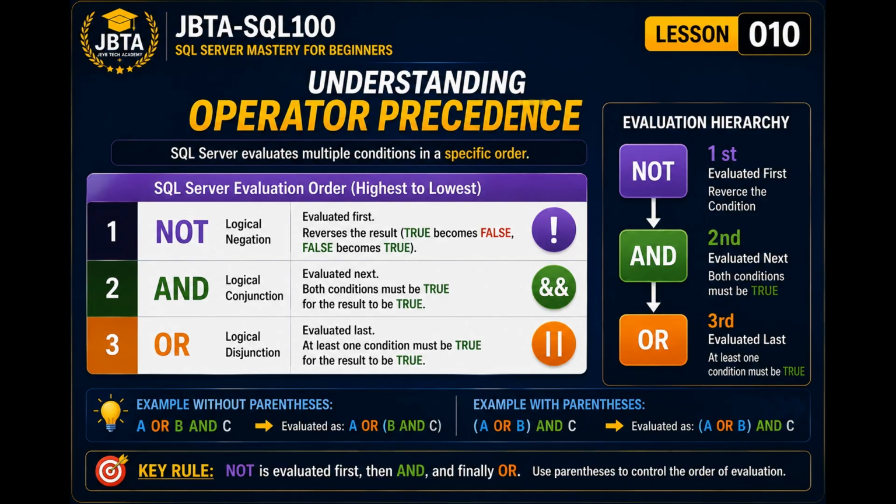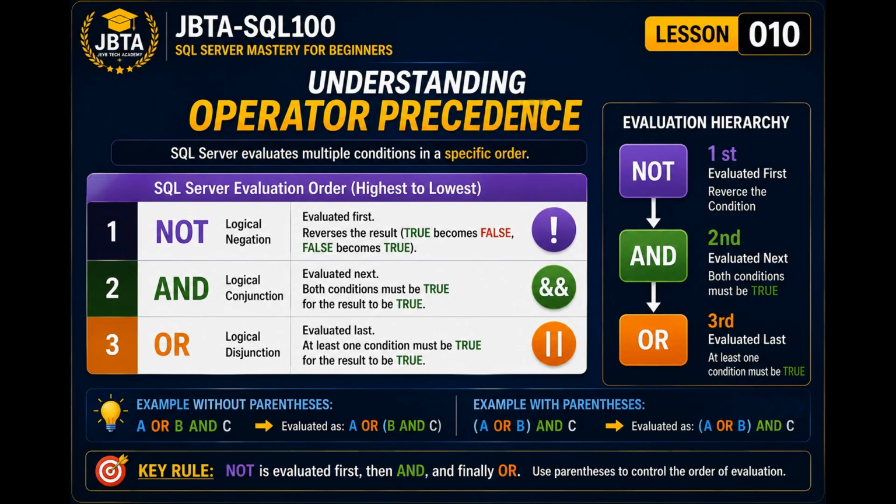There are three logical operators that we need to remember: not, and, or. SQL Server always evaluates the not operator first. The not operator reverses the result of a condition. If a condition is true, not changes it to false. If a condition is false, not changes it to true. After evaluating not, SQL Server evaluates the and operator. Remember, the and operator requires every condition to be true before a row is returned. Finally, SQL Server evaluates the or operator. The or operator returns a row when at least one condition is true.